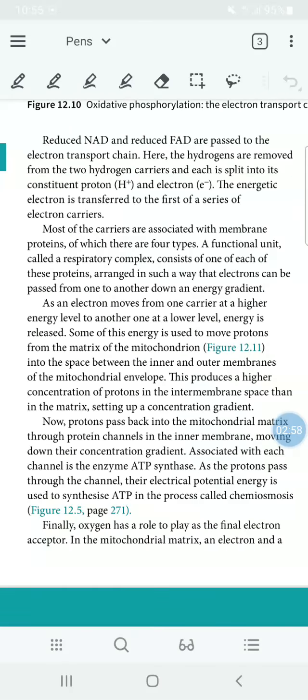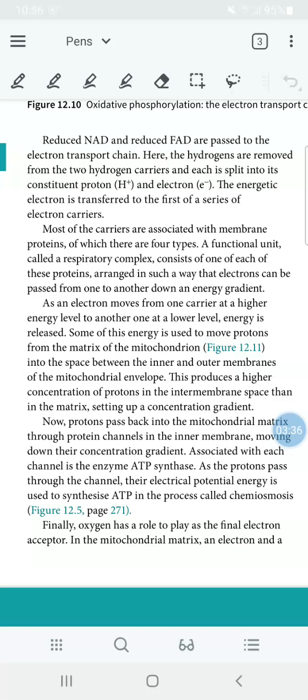Reduced NAD and reduced FAD. I hope you can remember from where they come. They are produced as a result of the Krebs cycle. Reduced NAD and reduced FAD are passed to the electron transport chain. So that begins there. Here the hydrogens are removed from the two hydrogen carriers, and each is split into its constituent proton and electron. So the hydrogens are removed from the hydrogen carriers. These hydrogen carriers are NAD and FAD. So from them, hydrogen is removed.